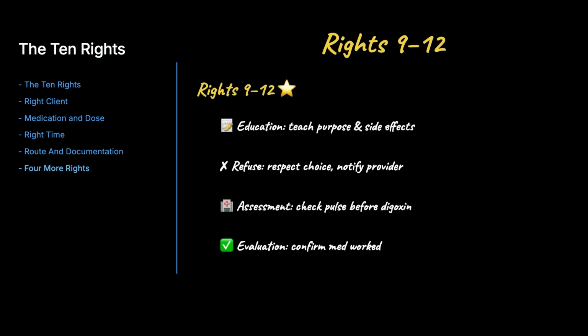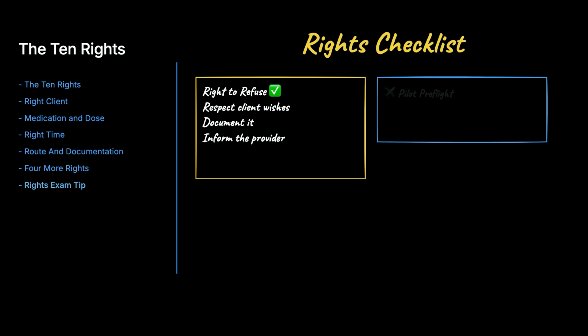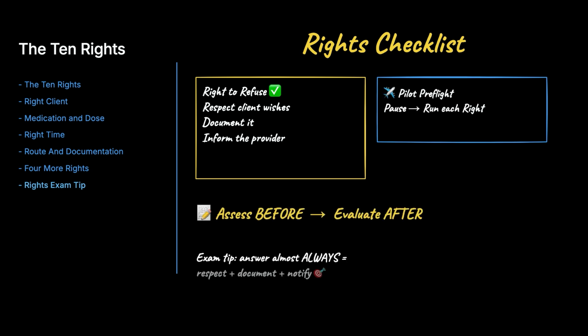The right to education means teaching clients what the drug is for and what to report. The right to refuse means respecting a client's choice, explaining the consequences, and notifying the provider. The right assessment means gathering data first, like checking a pulse before digoxin. The right evaluation means confirming the medication worked. On your exam, the right to refuse appears constantly, and the answer is almost always to respect the client's wishes while documenting and informing the provider. Remember that you assess before and evaluate after.